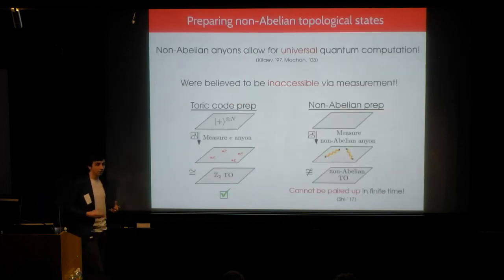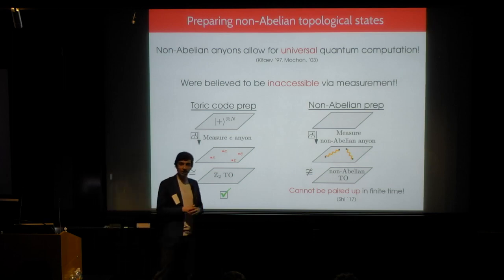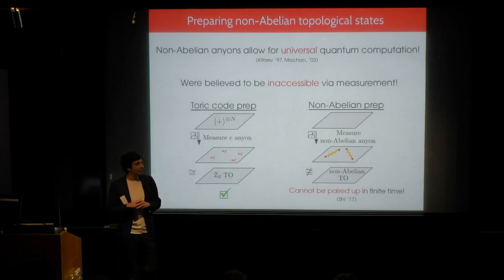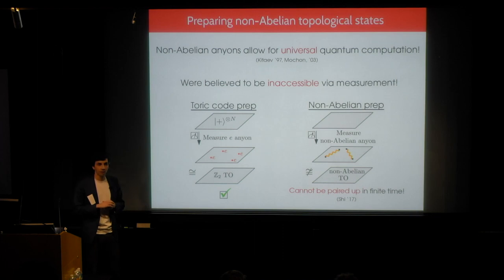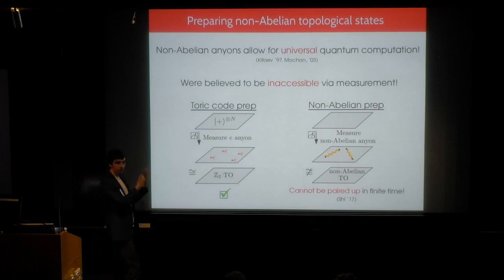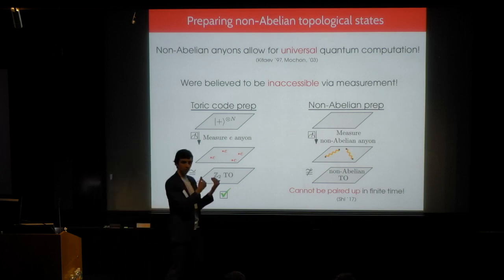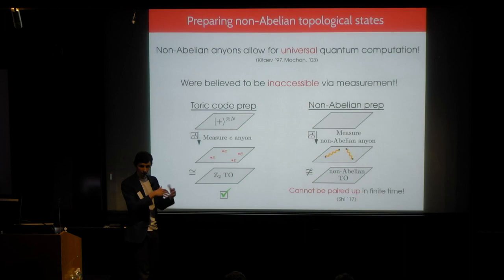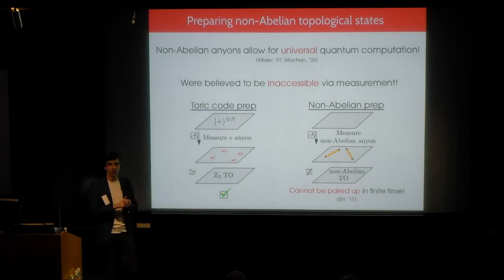But usually, it turns out that if you try to prepare such non-abelian states via measurement, naively, I was taught that it shouldn't be possible. Why is that? Why should it be more difficult to create non-abelian topological states? Well, let's actually go back to the toric code case that we saw that worked. And if we just think about it in physical terms, what are we actually doing?